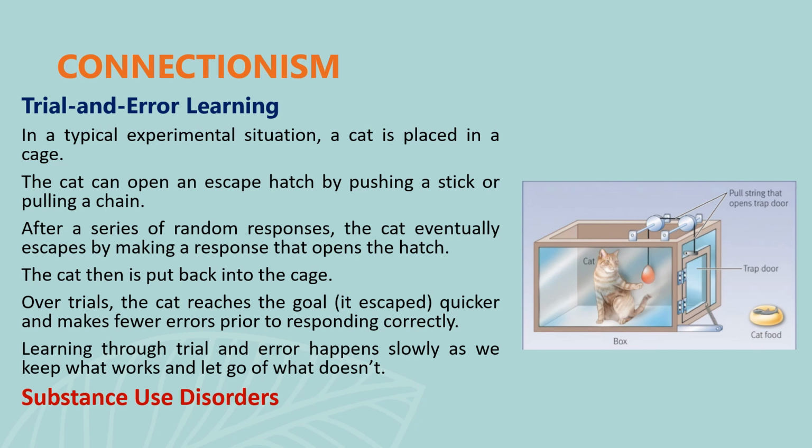After a series of random responses, the cat eventually escapes by making a response that opens the box. The cat then is put back into the cage. Over trials, the cat reaches the goal quicker and makes fewer errors prior to responding correctly. Learning through trial and error happens slowly as we keep what works and let go of what doesn't. If you do experiments in your life, then out of 10, maybe one will be successful and give you the results.